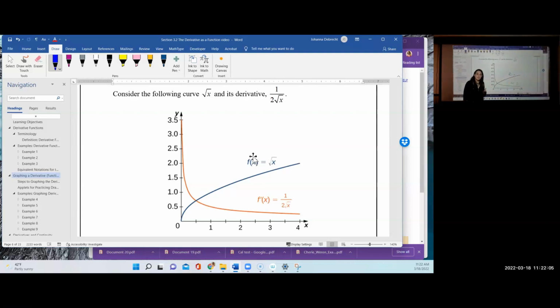Now, what we want to do is analyze the graph, and we're going to start with increasing and decreasing behavior. Then we look at maxes and mins, and then we can look at the curvature or the concavity. These are the primary three things we're looking for: increasing, decreasing behavior, places where we have relative maximums and relative minimums, and changes in the curvature.